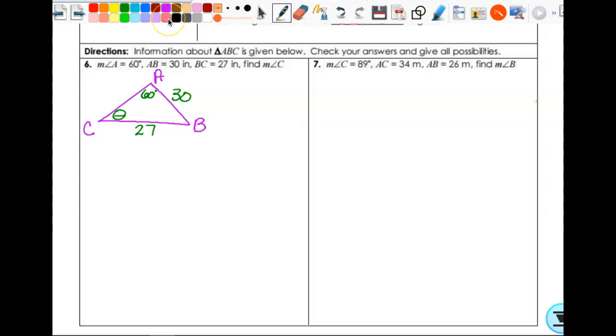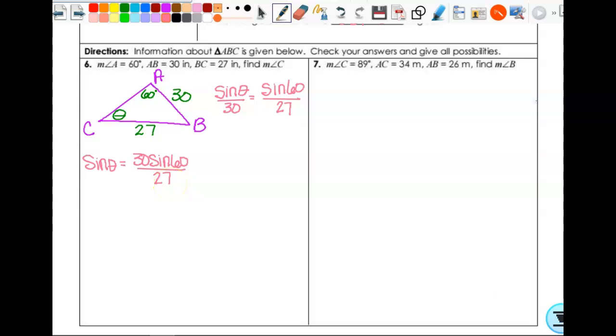Okay, so I can set up my proportions, so I can use the law of sines. This theta that I'm looking for is across from 30, so I'm going to say the sine of theta over 30 equals, and then 60 is across from 27, so I have the sine of 60 over 27. When we set up the other proportions, we cross-multiplied and divided, which is fine to do here too, but you can kind of save a step. We just need to get this by itself, so all I really have to do is multiply by 30. So that'll give you the sine of theta equals 30 times the sine of 60 over 27.